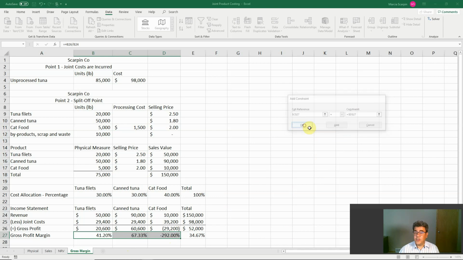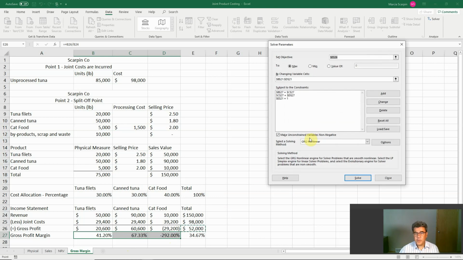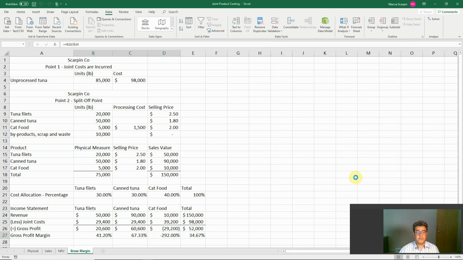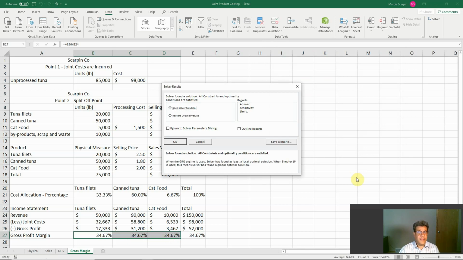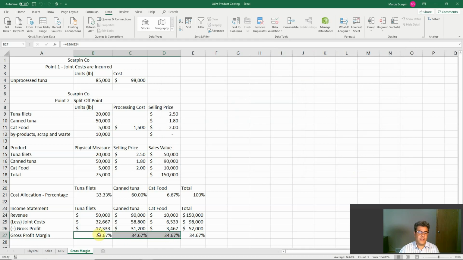We don't need to, and then, okay, we have no other constraints. What about the first one with the third one? We don't need it, because if this one is the same as this one and the second one is the same as the third one, then the first one will be the same as the third one. And here, let's click here on this set objective and now solve. And here we have keep solver solution because we found it.